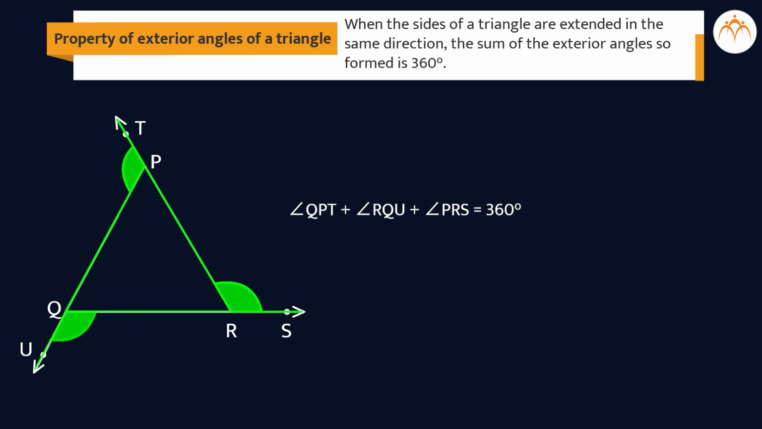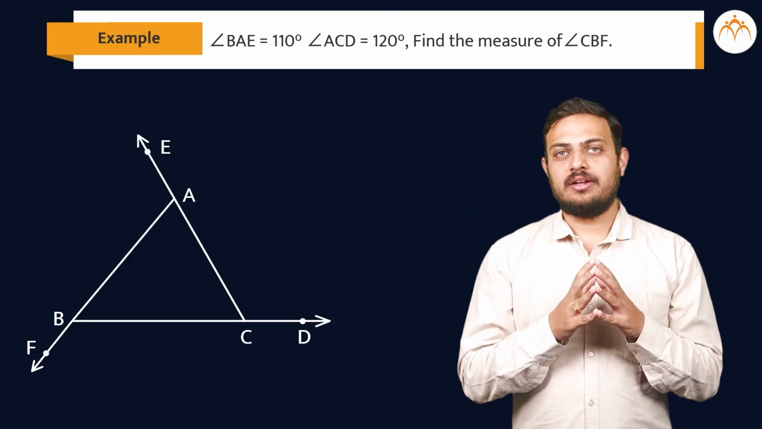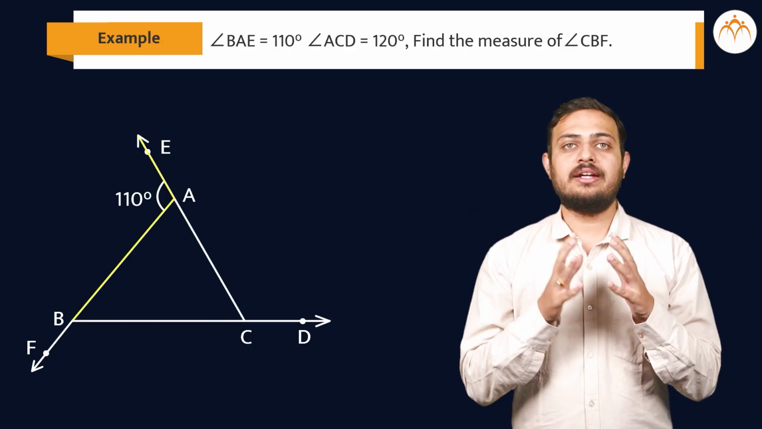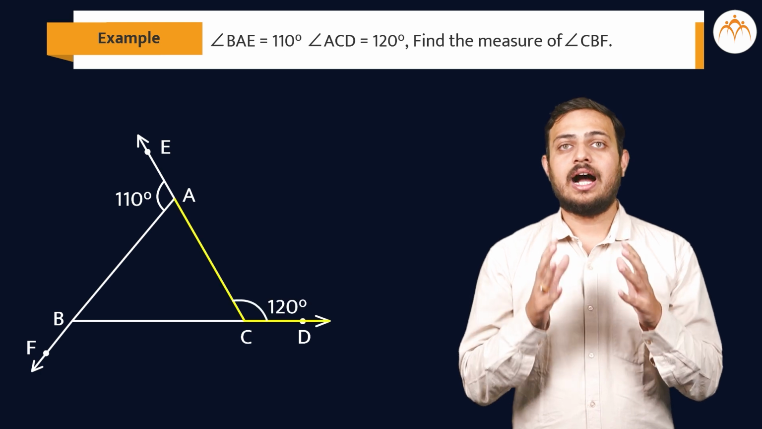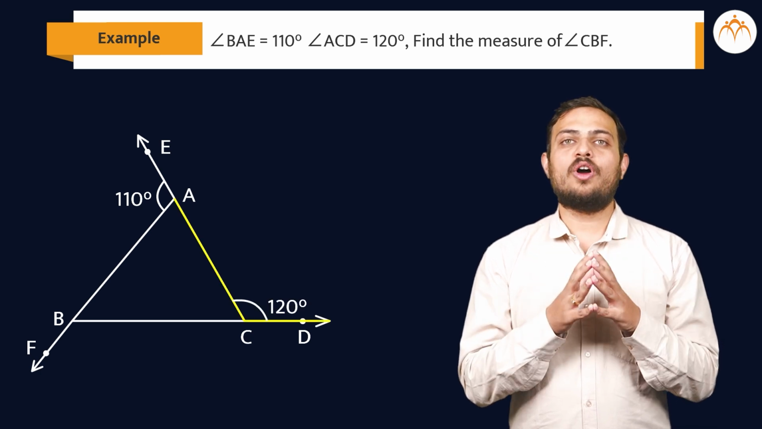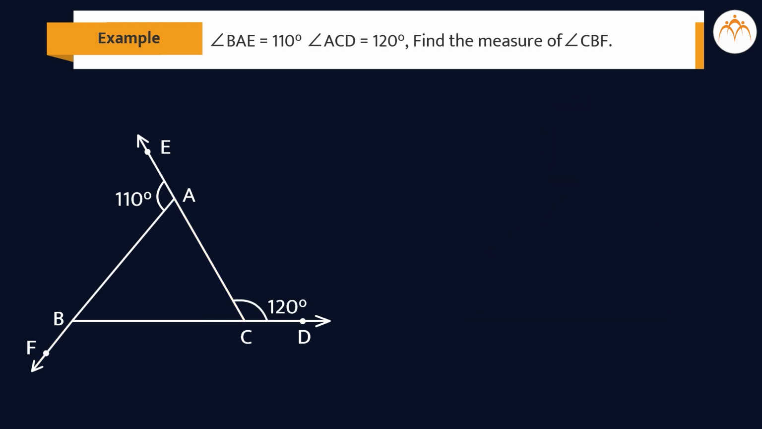Let us solve a few examples now. In this figure, angle BAE is 110 degree, angle ACD is 120 degree. Find the measure of angle CBF. Solution.